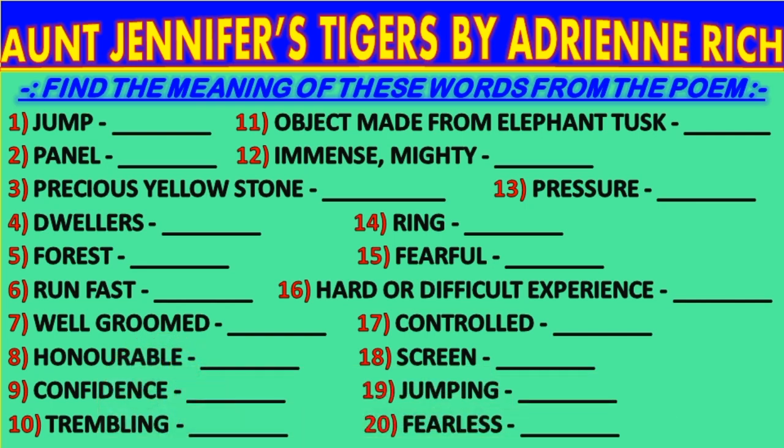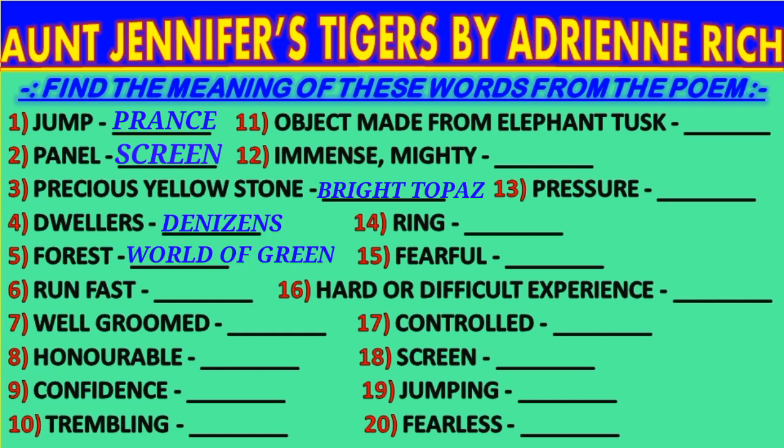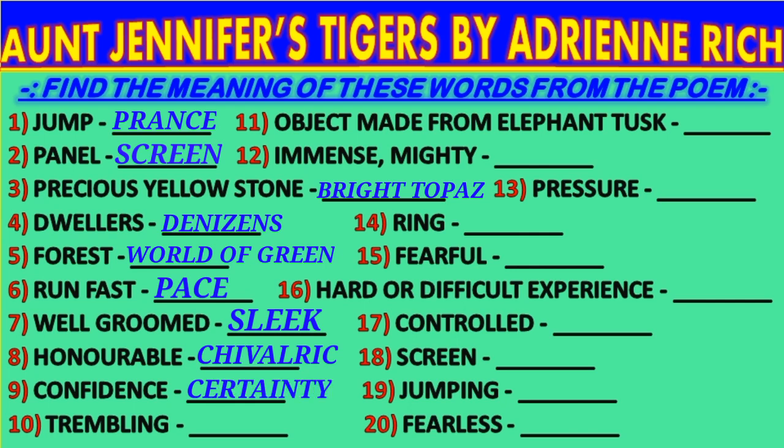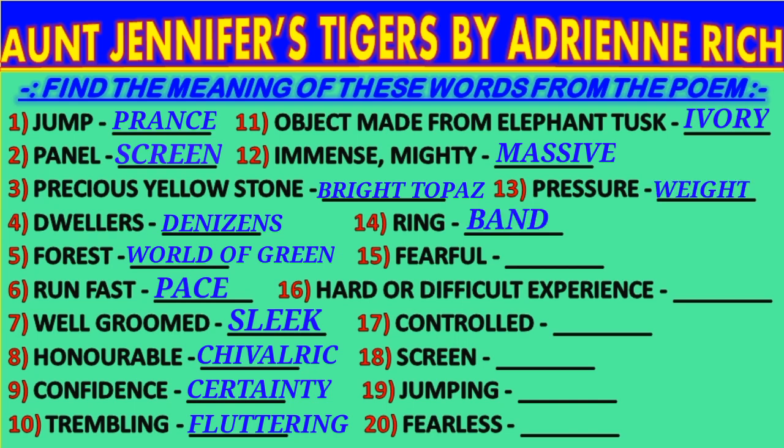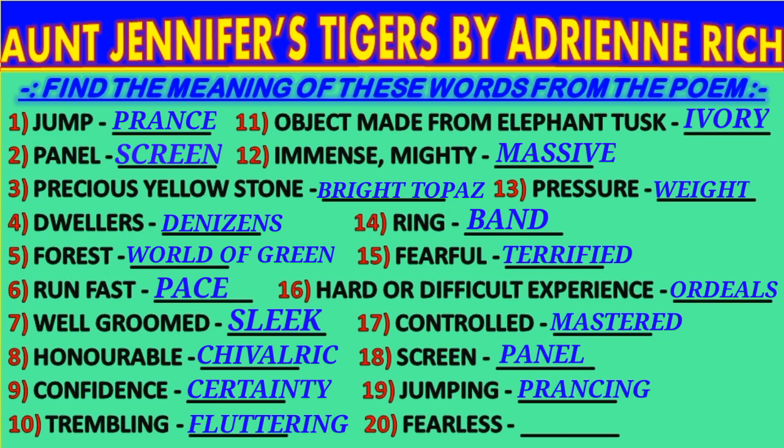And 20th, fearless. The answers are: first, prance; second, screen; third, bright topaz; fourth, denizens; fifth, world of green; sixth, pace; seventh, sleek; eighth, chivalric; ninth, certainty; 10th, fluttering; 11th, ivory; 12th, massive; 13th, weight; 14th, band; 15th, terrified; 16th, ordeals; 17th, mastered; 18th, panel; 19th, prancing; 20th, unafraid.